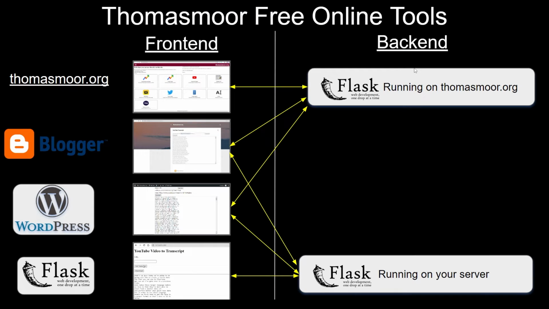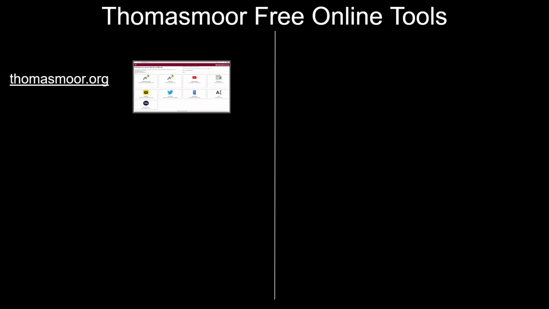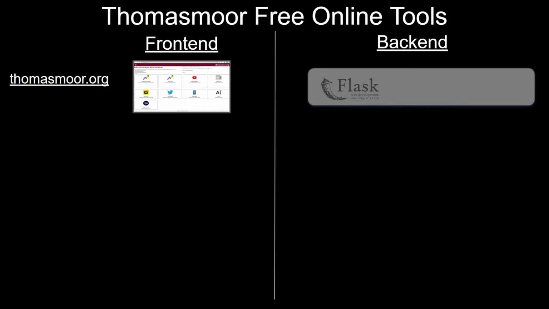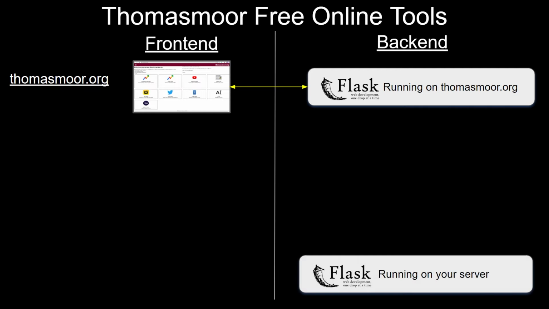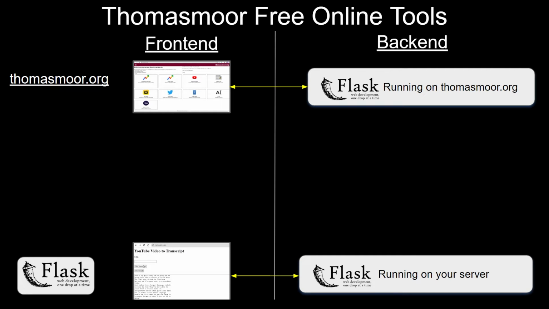Here is how you can offer this functionality on your Blogger or WordPress website or blog. First, all my tools are available at thomasmore.org, and most of the tools are in 2 parts. First, the front end, which is what you see on the website, and the backend, which contains the core logic of a tool and the connectivity. You can also install your own local version of a tool. This includes the same backend as on thomasmore.org, and it also includes a front end.